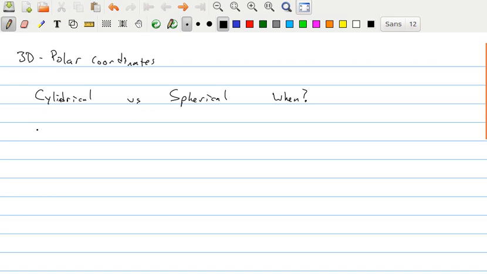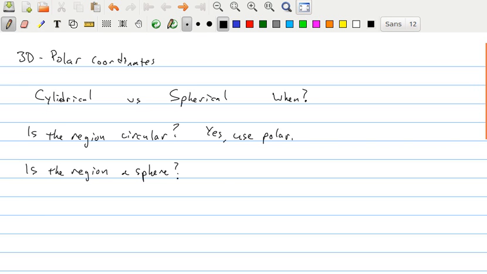The first question you want to ask is, is the region circular in some way? So just like regions in 2D, if the region is circular, then use polar of some kind, either polar coordinates in 2D or cylindrical or spherical in 3D. Next question you want to ask is, is the region a sphere? Now this could mean a full sphere, a hemisphere, a quarter of a sphere, a spherical shell, anything that looks like a sphere or part of a sphere. If that's the case, then you want to use spherical coordinates.